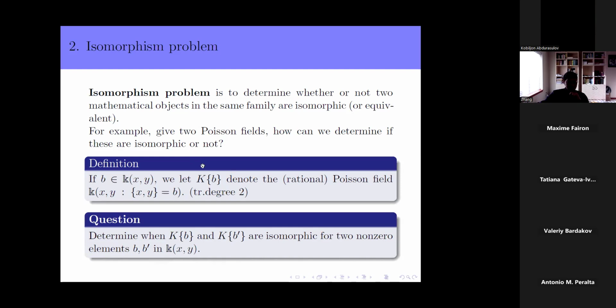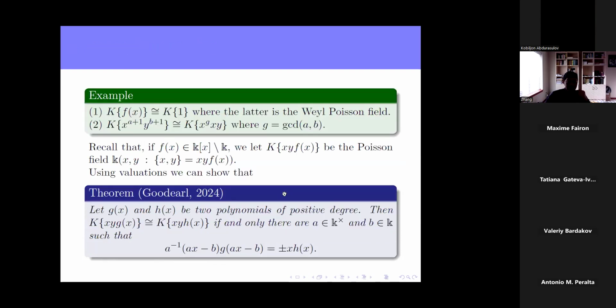Thank you very much. So the question is, if we have two Poisson algebras, two Poisson fields, defined by the first line here, how can we determine whether these two are isomorphic by using the properties of B and B prime? Okay, so here are some examples.